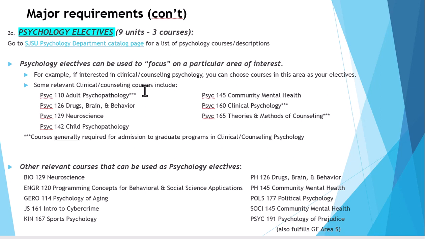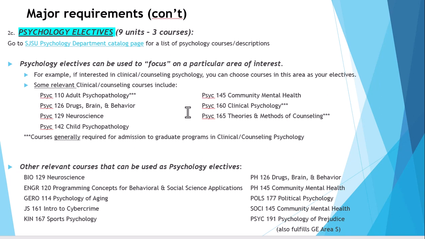Okay, so I've listed some relevant clinical and counseling courses that you might consider if this is what your focus is. So like Psych 110, 126, neuroscience, etc. Okay, the courses that I have starred here: adult psychopathology, Psych 160 is clinical psychology, Psych 165 is theories and methods of counseling. Those 3 courses are typically required from students who are considering applying to graduate programs in clinical or counseling psychology.